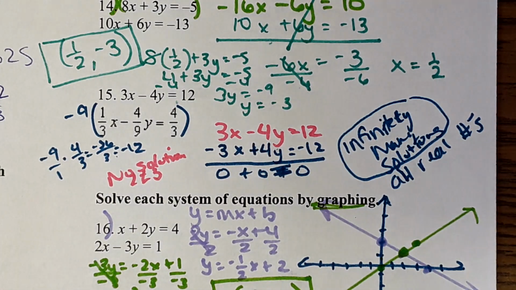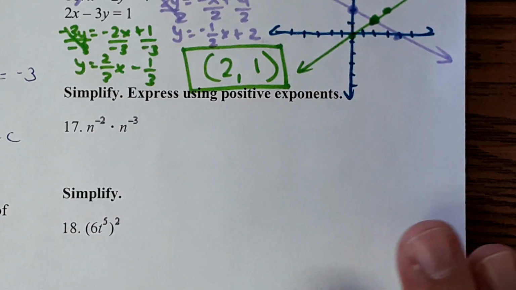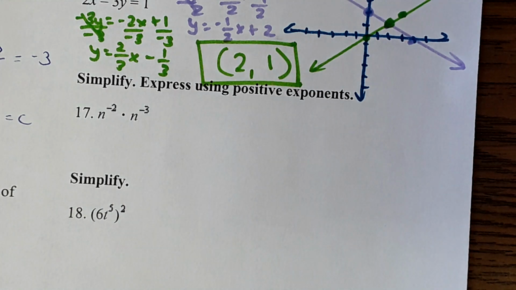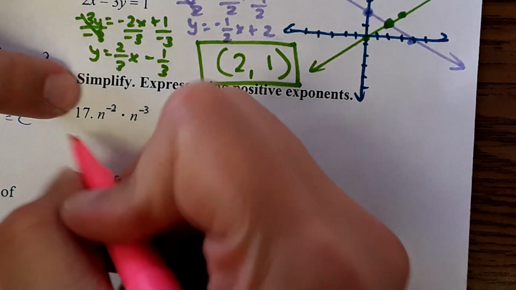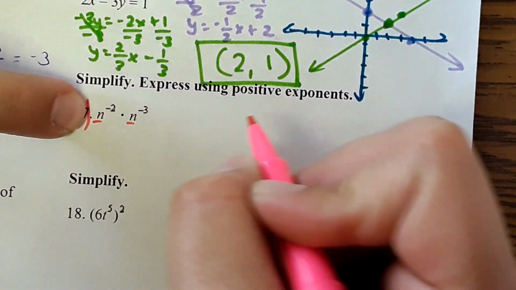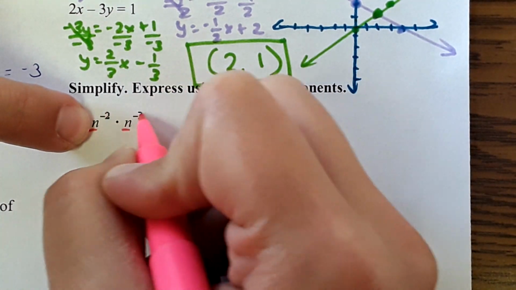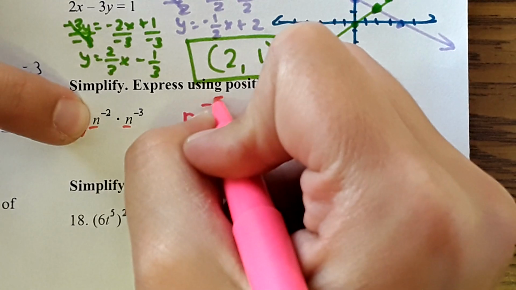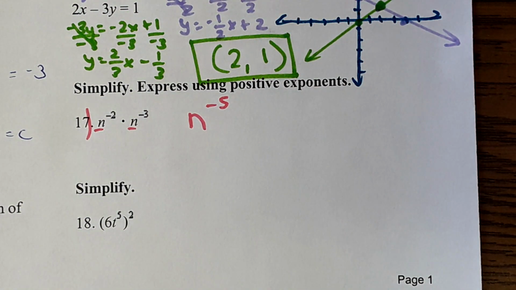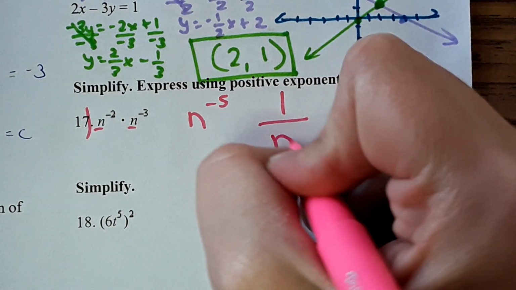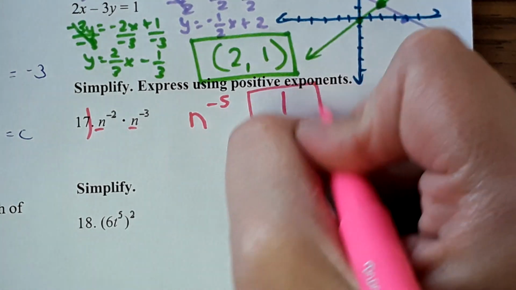Next. Okay, so now we're moving into exponents. It says express this using positive exponents. Okay, so when you have this situation where you have the same base, n and n, and this is multiplied, you actually add these exponents. So this would be n to the negative 5th power. But it says express using positive exponents. So n to the negative 5th power would be 1 over n to the 5th power, like this.